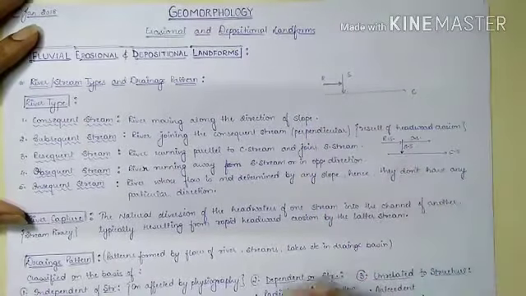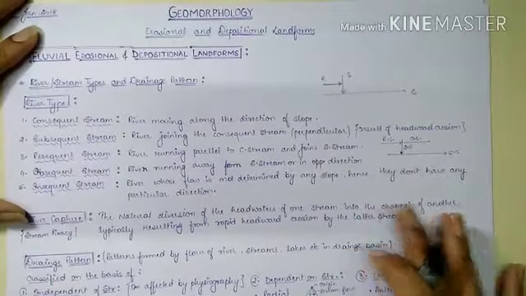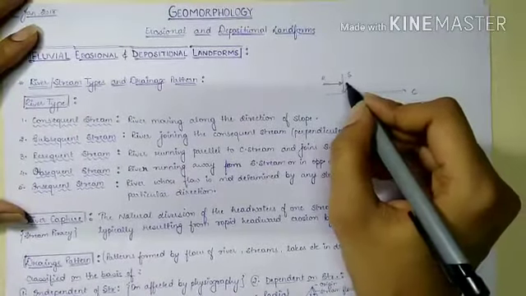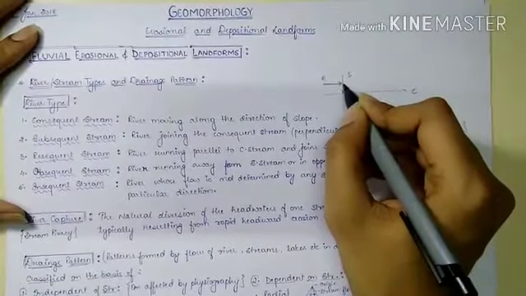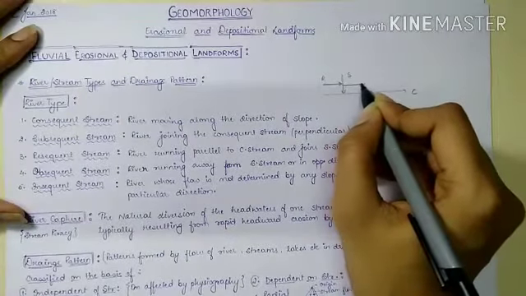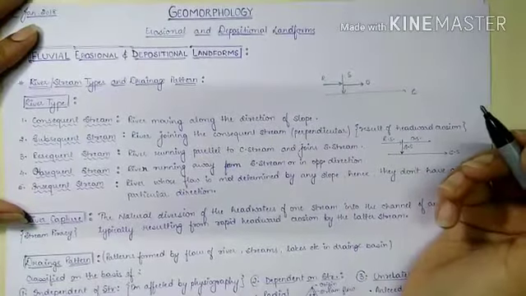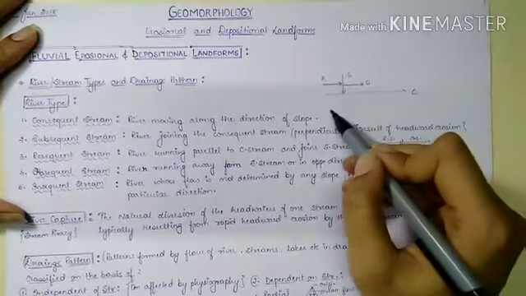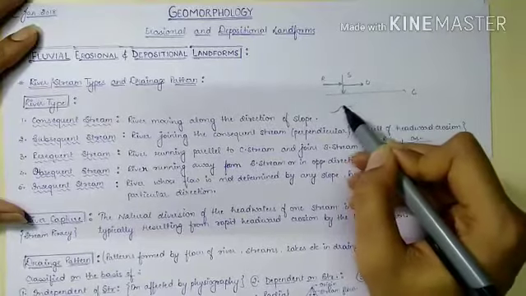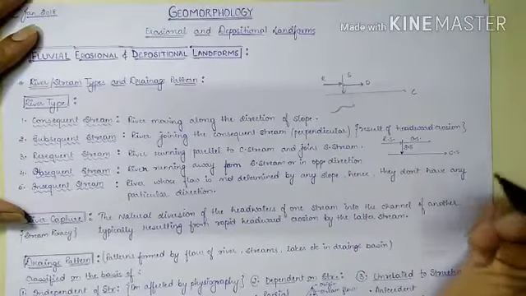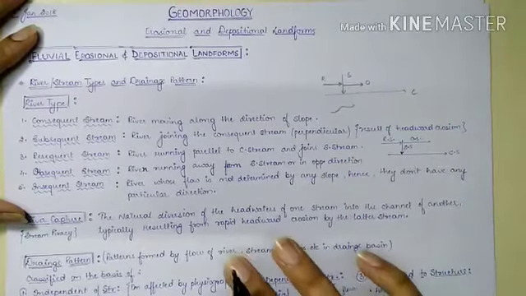Another one is the obsequent stream. An obsequent stream is the stream running away from the subsequent stream. So this is the obsequent stream, and the other one is the insequent stream. An insequent stream runs in any direction and is not dependent on slopes, and hence it has no particular direction.